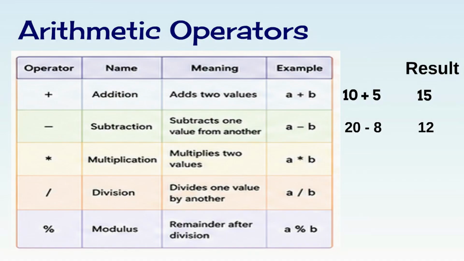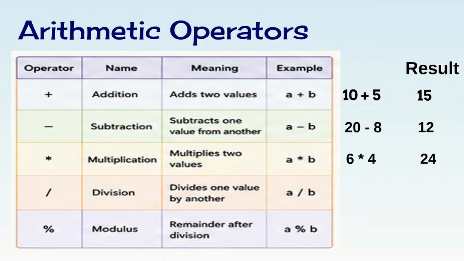Multiplication operator. The multiplication operator uses the asterisk symbol. It multiplies two values. For example, 6 multiplied by 4 equals 24. If a is 6 and b is 4, multiplying a by b produces the result 24.